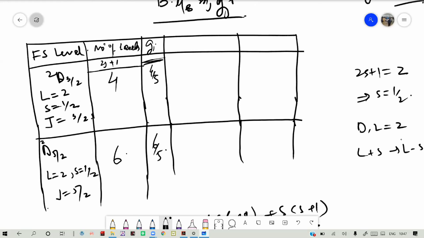Let me change the pen. And MJ for L equal to 2: MJ goes from J equal to 3 by 2, 1 by 2, minus 1 by 2, minus 3 by 2. So there are 4 values of MJ for the 3 by 2 level.